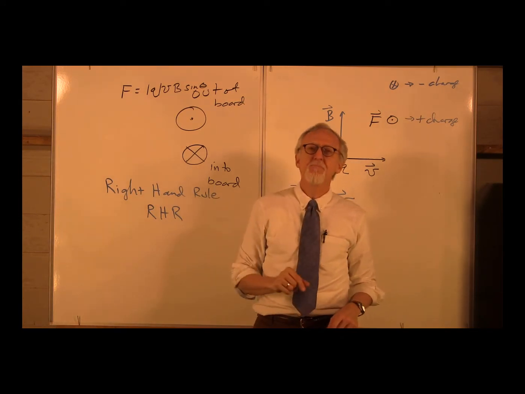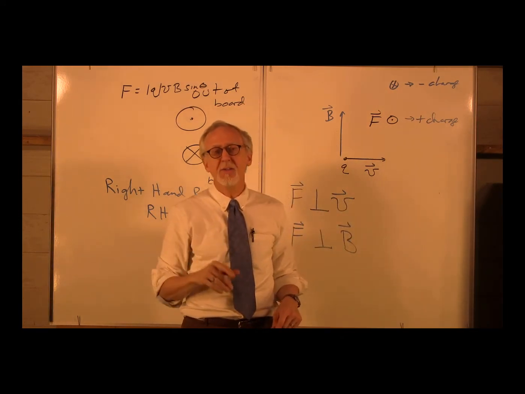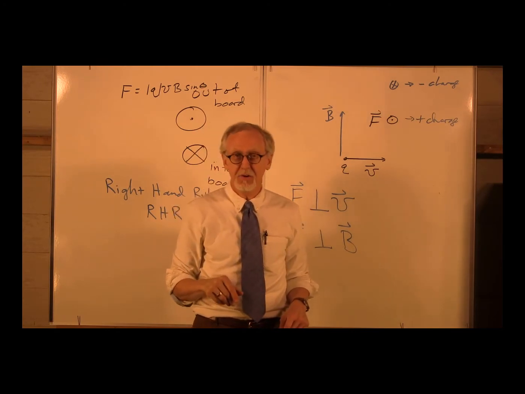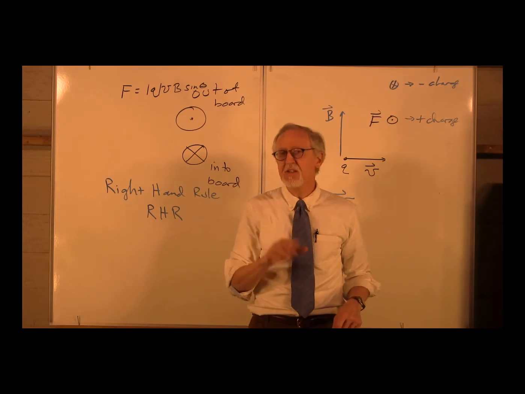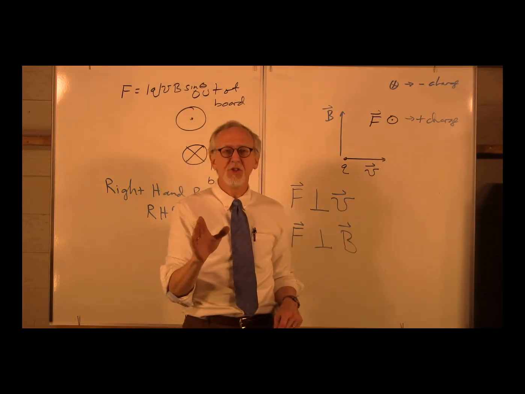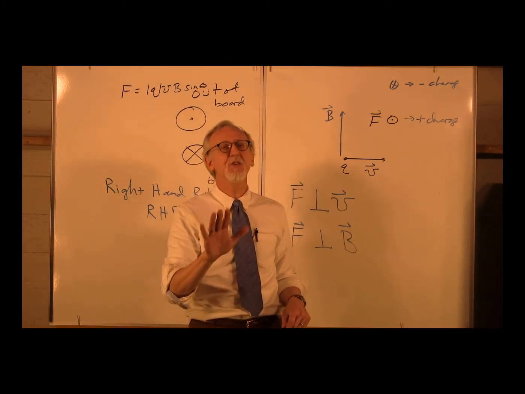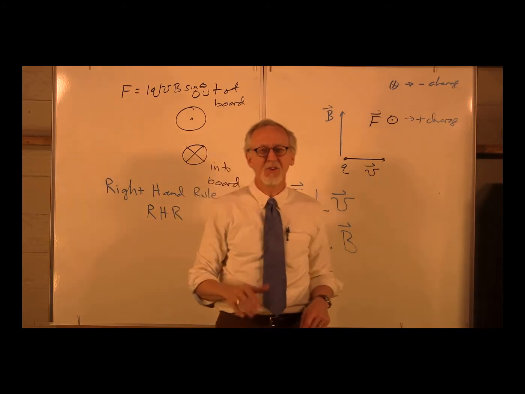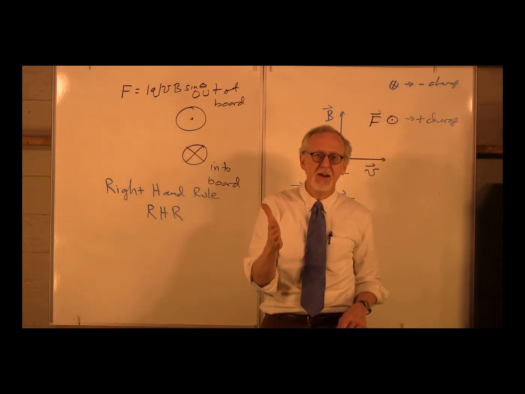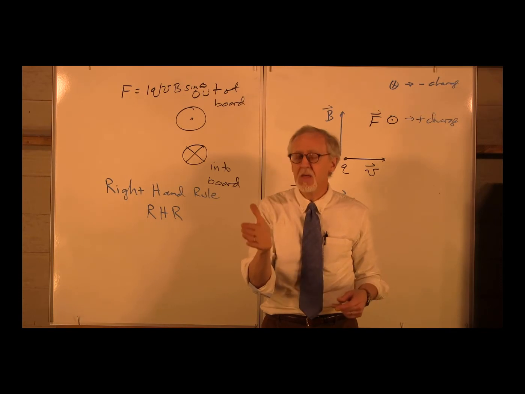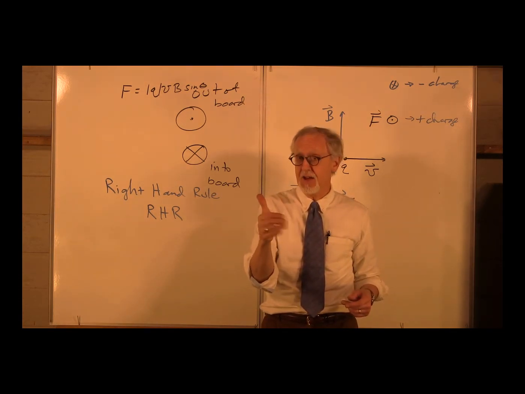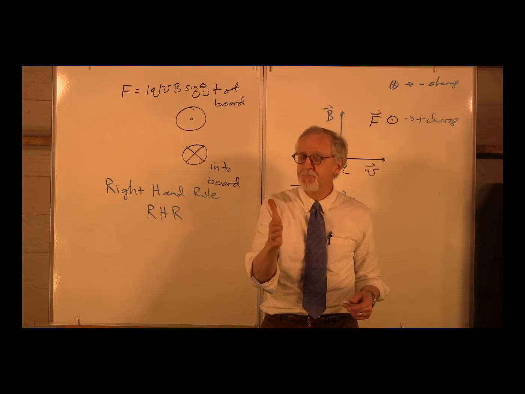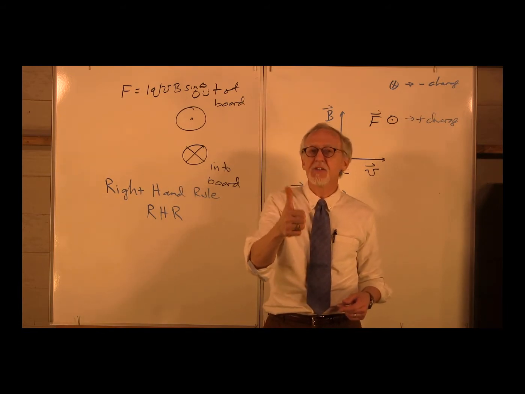The third one is actually the one that I learned when I was in college, and it was the only one that I learned. These other ones I think are a little more straightforward in some cases. The way I learned it, and I'm not suggesting you use this one, this is just the one I learned: you point your fingers in the direction of the first vector, V. You then rotate them into the direction of the second vector, which would be B. Your thumb then points in the direction of F.